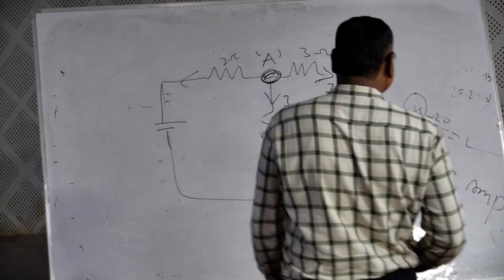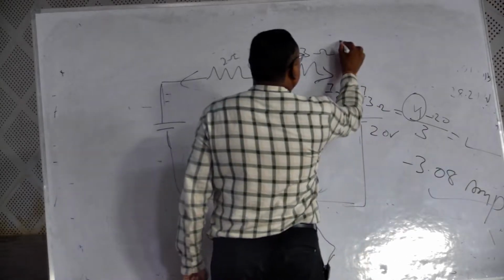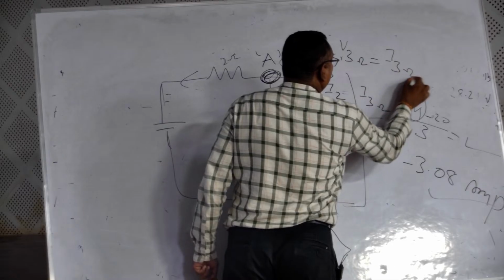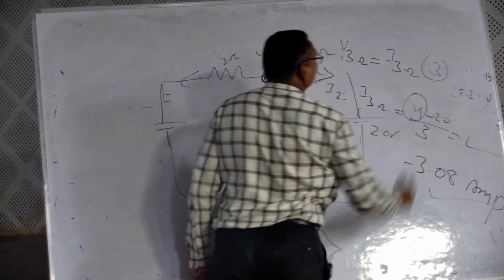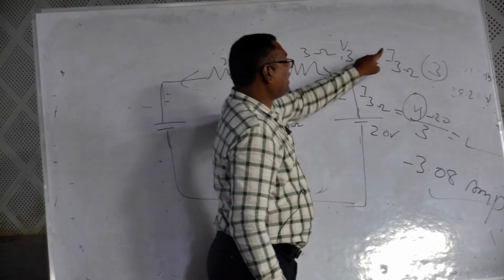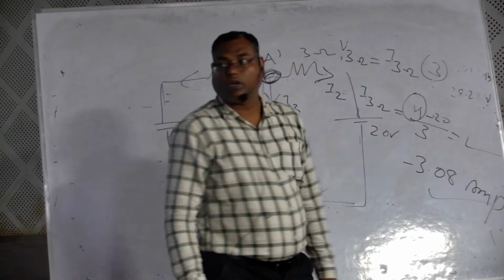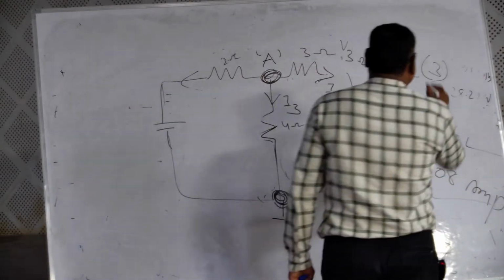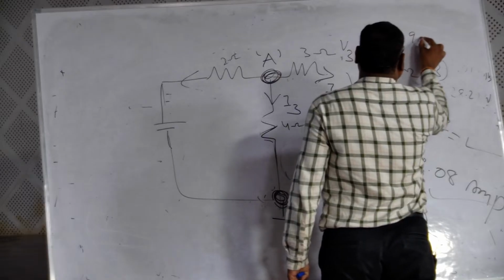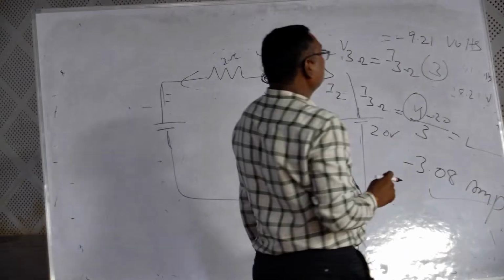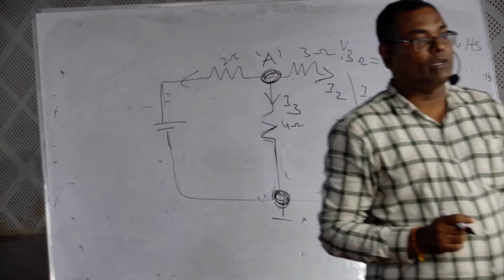Next one. V3 ohms is equal to current into resistance, I3 ohms into 3. What is the answer? You got it? Minus 9.21 volts.